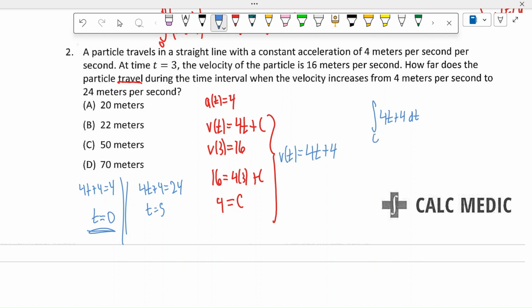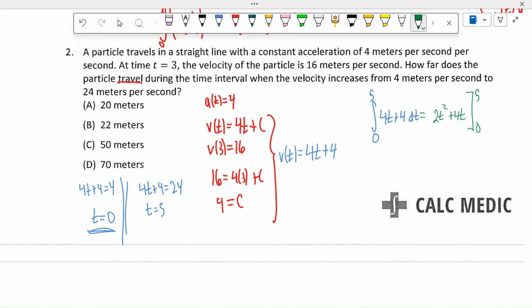So from t equals 0 to t equals 5, the velocity is changing from 4 meters per second to 24 meters per second. This is my integral. If I do the anti-differentiation, it's 2t squared plus 4t. I don't need a plus c because it is a definite integral. So here's the integral that we're evaluating.